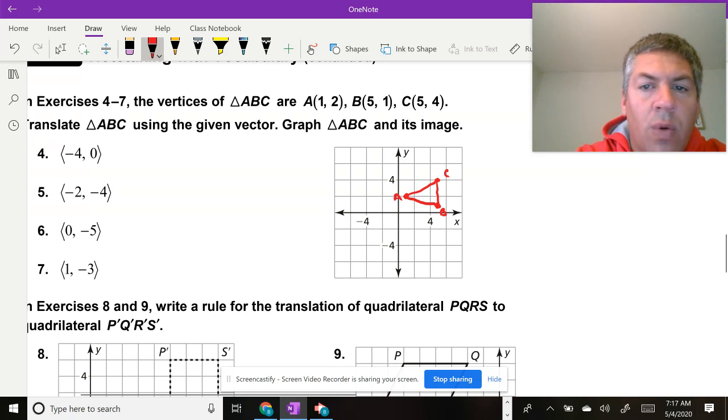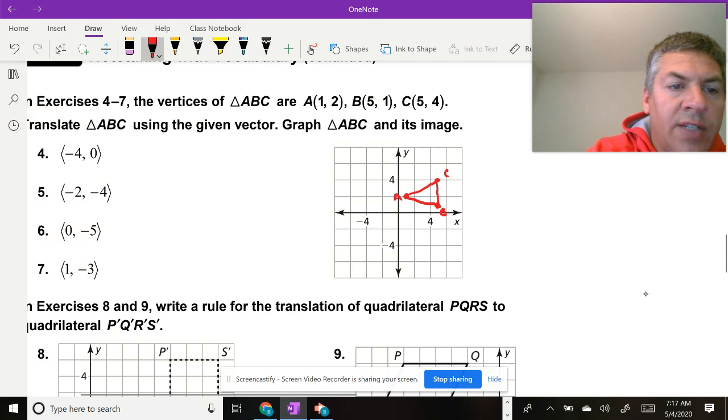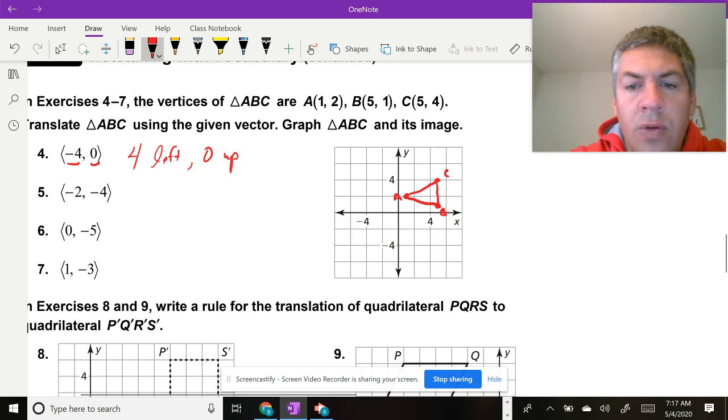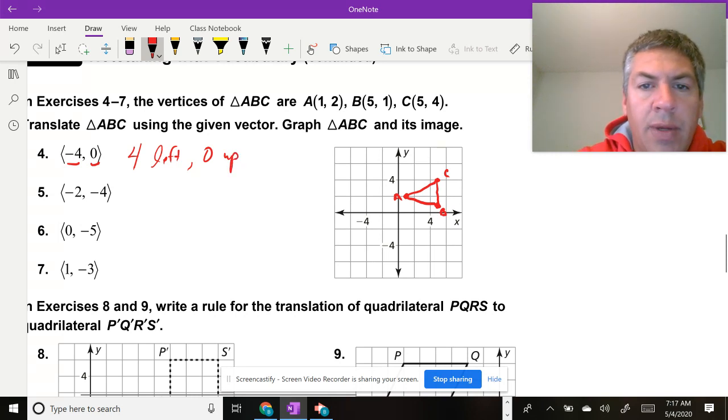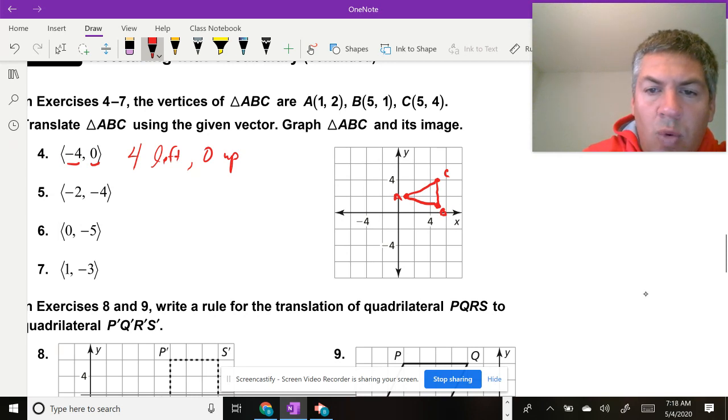So number 4, we're going to translate ABC according to this vector, 4 left and 0 up. So if we want to make some notes over here, 4 left and 0 up, we're going to use that, and we're going to call it A prime, B prime, C prime. So we're going to move all of those points 4 units to the left. So from 1, that's going to go to -3.